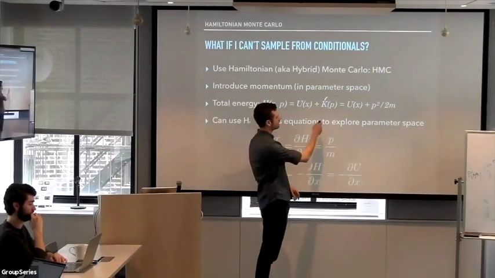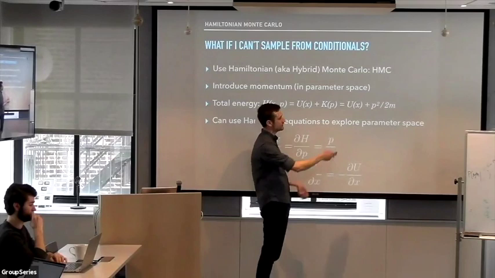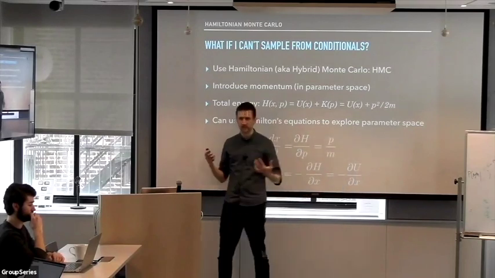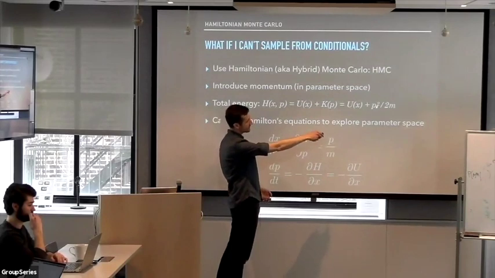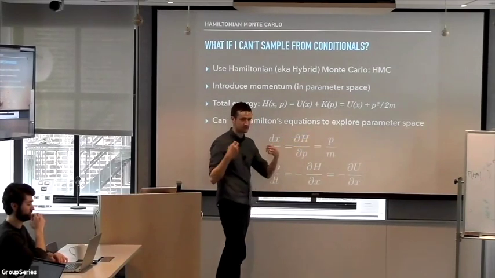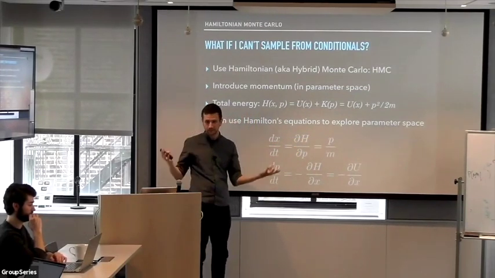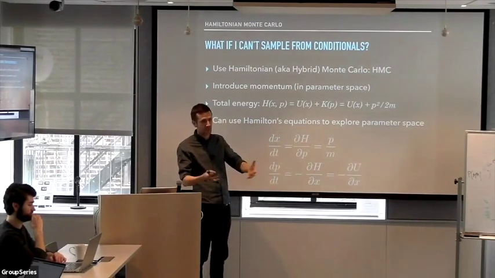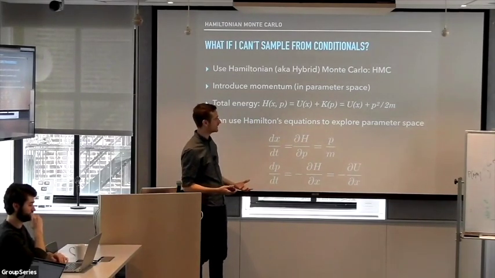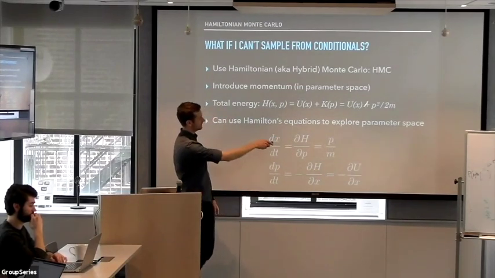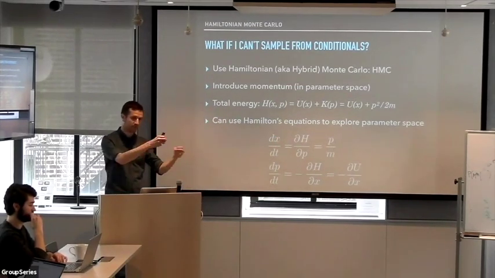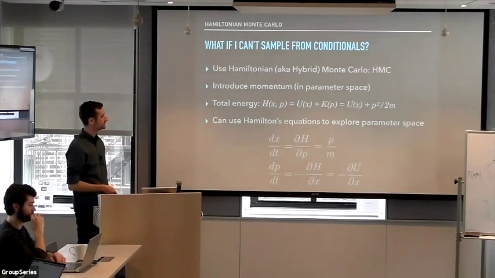If you write down the dumbest thing you can, you assume that the kinetic energy is half mv squared. You just end up with the kinetic energy being momentum squared over 2 times some mass, right? This is a mass that you have to put into the system, and you have to pick that in a sane way. And then some potential energy that depends on where the sampler is in parameter space, okay?